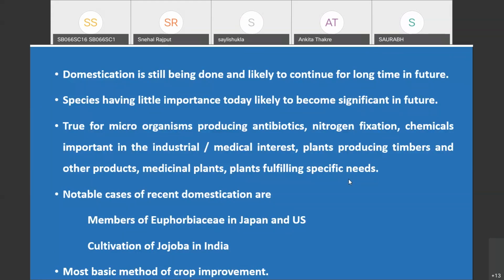Okay, then domestication. Domestication is still being done and likely to continue for a long time in the future. Yes, domestication is a continuous process, because species which have very little importance today are likely to become significant in the future. We are saying that domestication is a continuous process, still being done and likely to continue for a long time in the future.